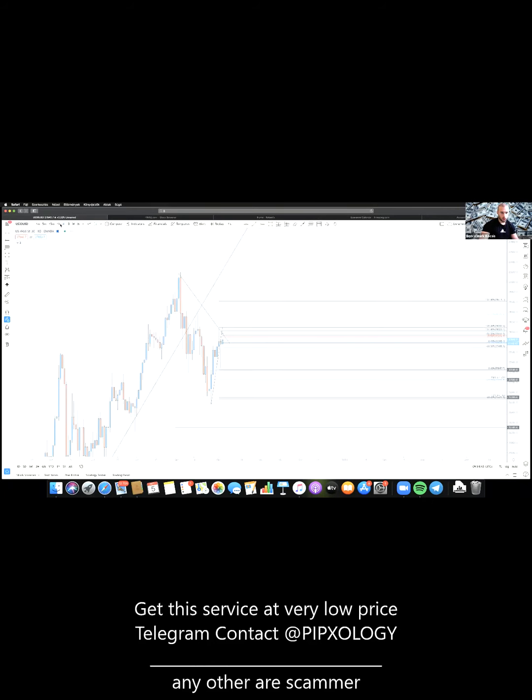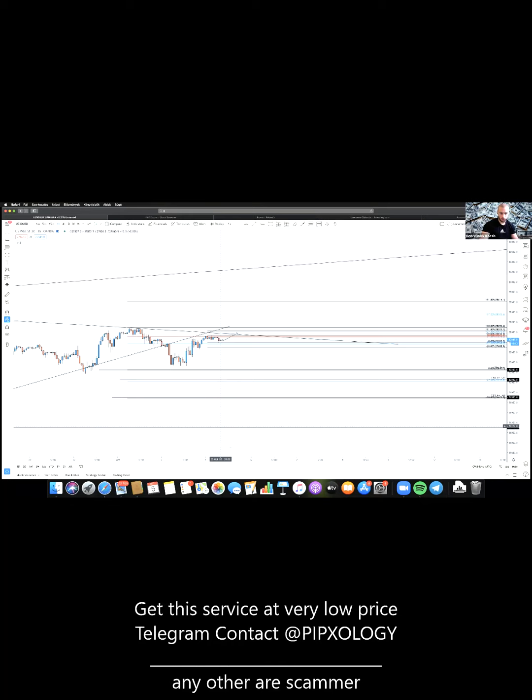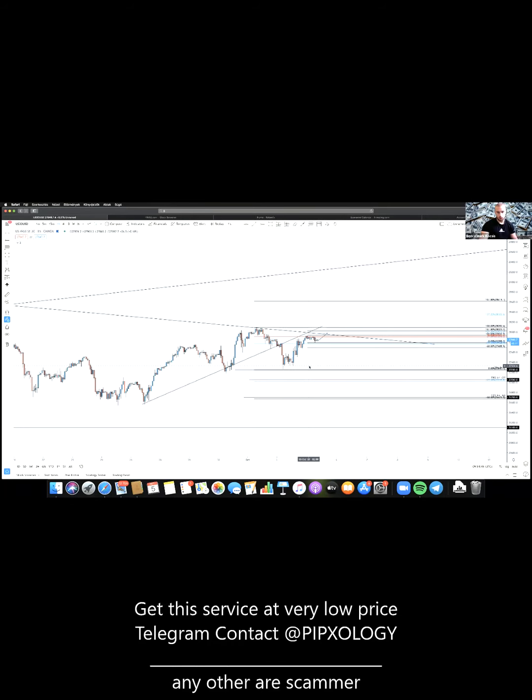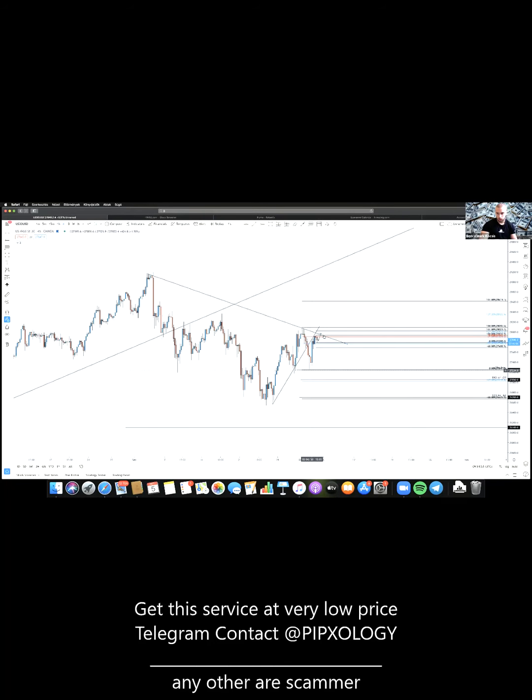So actually, that's all at the moment on US 30. Long term, I think it will fall huge to the downside. Now I'm waiting one more push to the upside to 28,000. And after I'm looking to take a short, the first target will be the 27,250. Second one is the 27,050, and the third one, the 26,700. This is what I think from US 30. Have you any question?